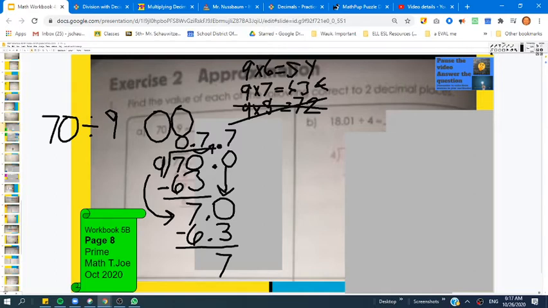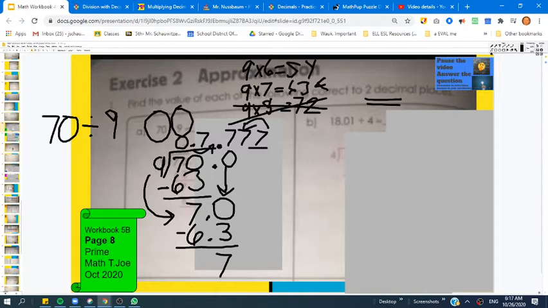Okay, now we need to do this to 2 decimal places. So if my answer is 7.7777, it's going to continue. My 7 right here is going to tell this 7 to go up. Okay, so my answer is going to be 7 and 78 hundredths. Okay, that's going to be your final answer.